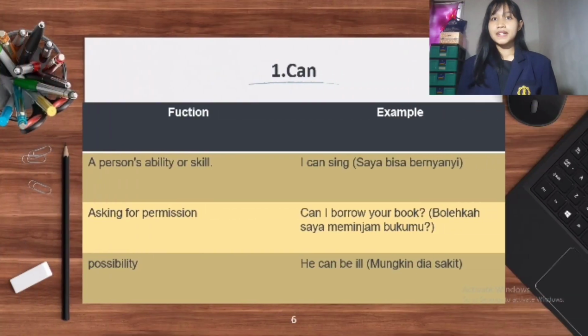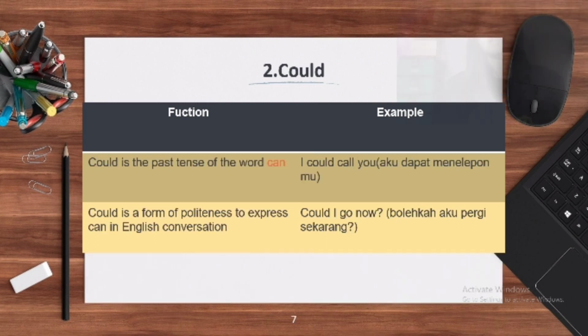Function of can: a person's ability or skill. For example, I can sing. Asking for permission: can I borrow your book? And the third possibility: he can be ill.